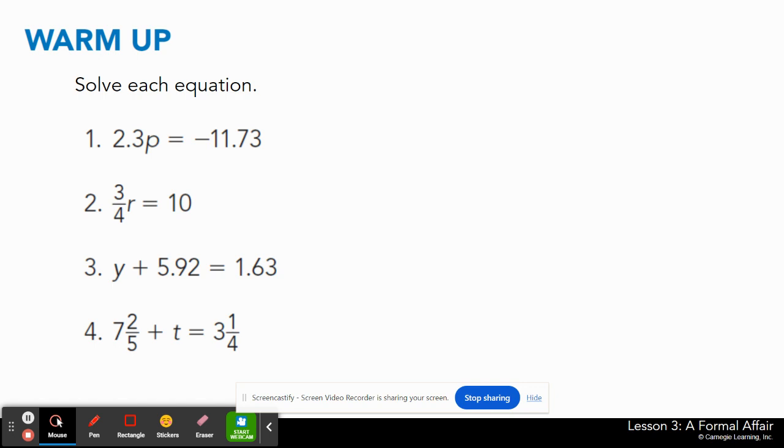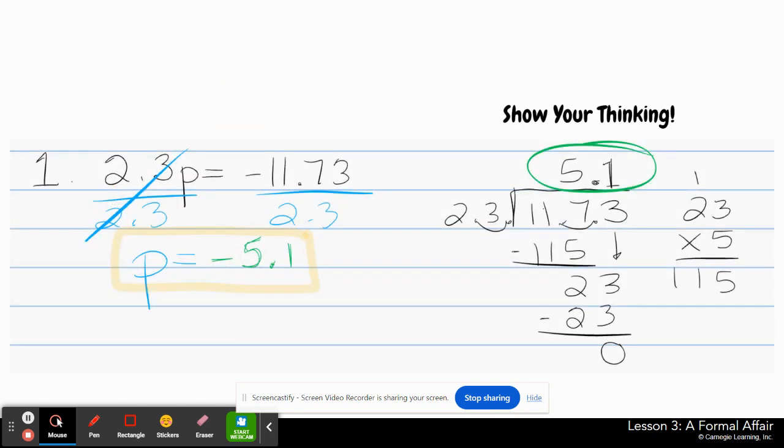Alrighty, now that you've had some time to work on your warm-up, let's go ahead and compare answers. So for question number 1, here is my work. The p you should have gotten is equal to negative 5 and 1/10. Notice what I did. I divided both sides by 2 and 3/10, and my work is off to the right.